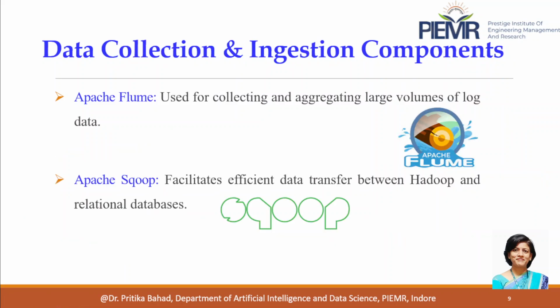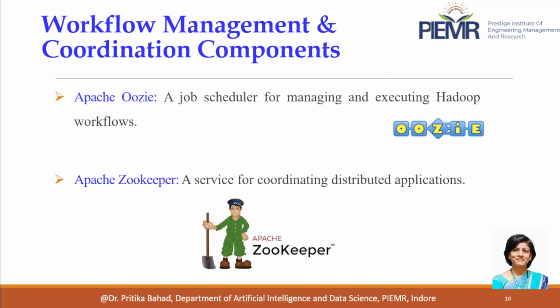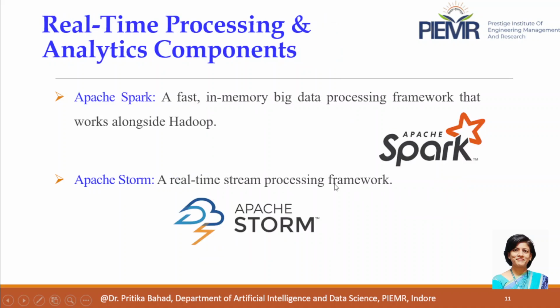For data collection and ingestion, we have Apache Flume. It is used for collecting and aggregating large volumes of log data. At the same time, if we consider data collection from Hadoop and other relational databases, we can go for Apache Sqoop. For workflow management and coordination, the two components usually utilized by programmers are Oozie and Zookeeper. Oozie is a job scheduler for managing and executing Hadoop workflows, and Zookeeper is a service for coordinating distributed applications.